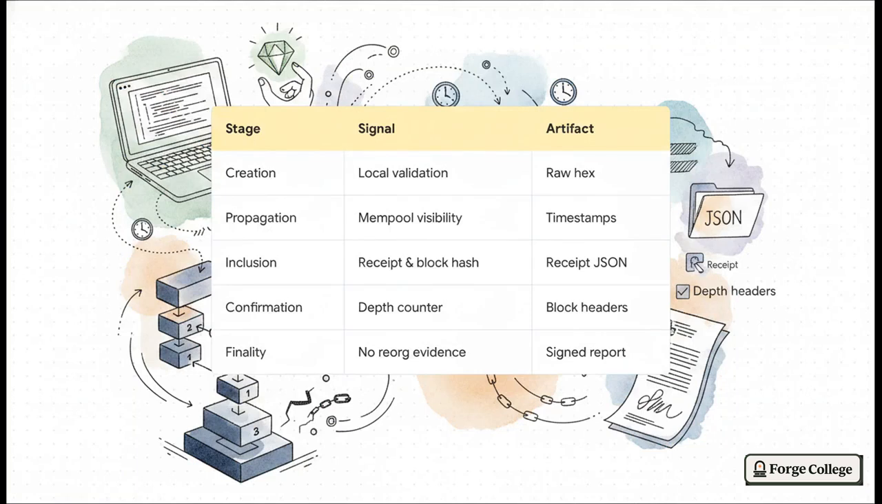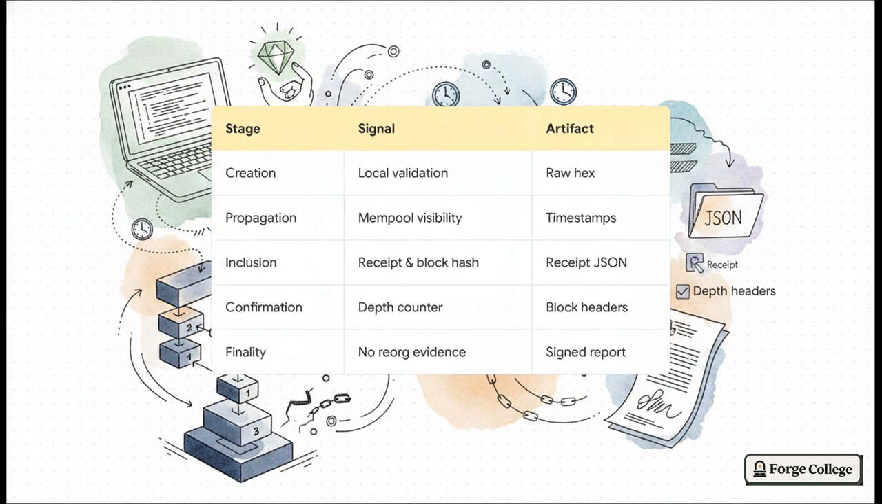Moving right along to Section 2, building the blueprint. Think of this as your master checklist. This is exactly how theory turns into a highly actionable plan. This blueprint maps out the specific signal you absolutely must verify, along with the minimum physical artifact you must capture. At the creation stage, your signal is local validation, which you prove by grabbing the raw transaction hex.